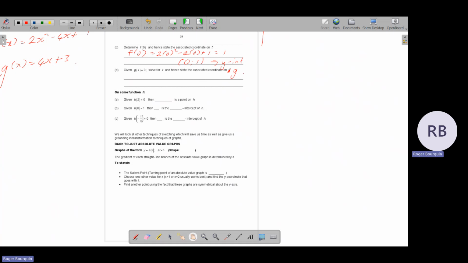If I solve g of x is equal to 0, does that mean I have to replace every x with 0? No, g of x is just 4x plus 3. Solving g of x is equal to 0 does not mean I go replace x with 0. It's saying, go solve this. So given g of x is equal to 0, go solve for x, and hence state a coordinate on g. Go figure out x, and write down the associated coordinates.